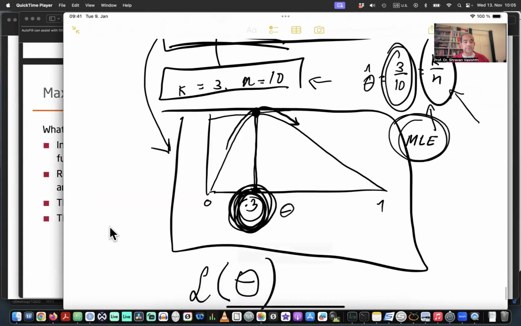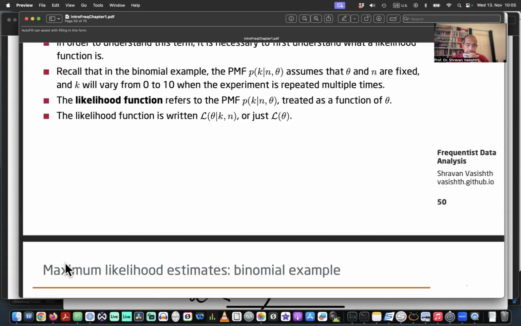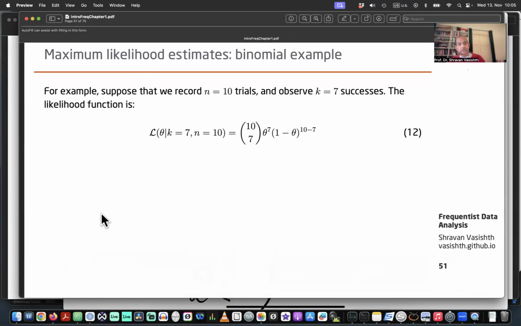Okay, so that's the meaning of the maximum likelihood estimate. So let's see if we can actually visualize this a little bit. To repeat the concrete example that I showed you earlier, suppose I have n trials and 7 successes, the likelihood function will be written like this.